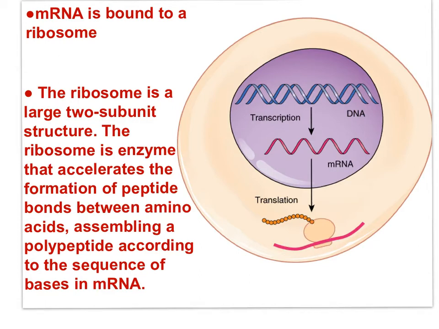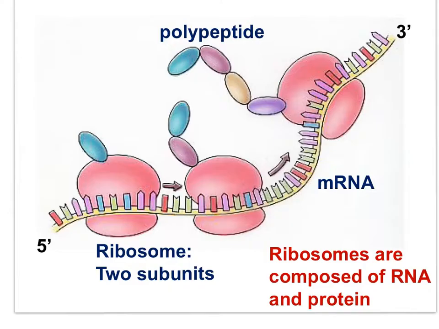A ribosome is composed of two subunits and has multiple binding sites, including one for the mRNA. The ribosome is a large enzyme that synthesizes a polypeptide using the RNA code as the template to determine the amino acid sequence in the polypeptide. In this diagram, we see the two-unit ribosome bound to the mRNA and moving along the mRNA in a 5' to 3' direction. The ribosome serves to synthesize the polypeptide one amino acid at a time.